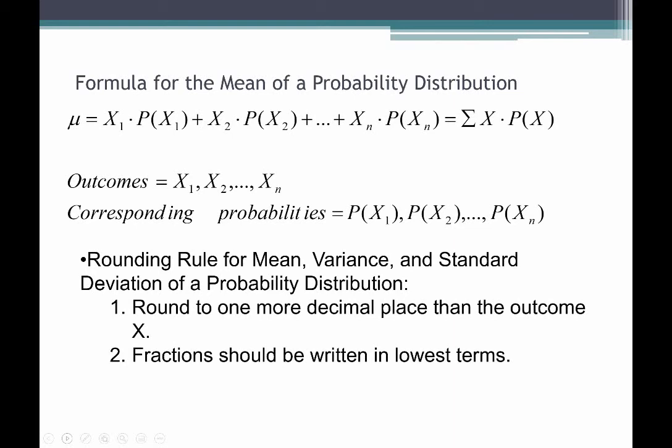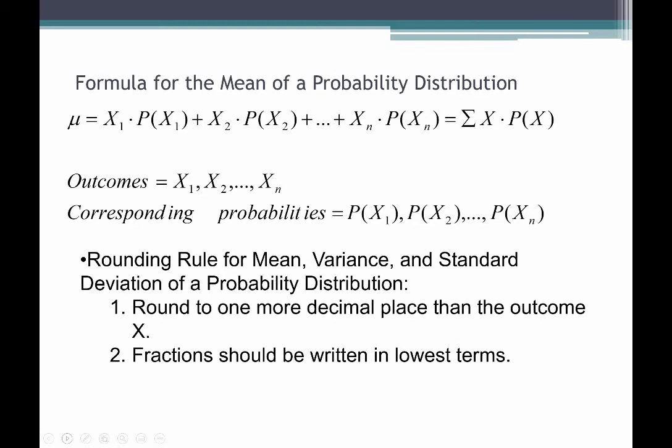And then if you do happen to have fractions, if your calculator is able to switch it back to a fraction, write them in lowest terms, or simplify if you like that word better than lowest terms. That's entirely up to you. So that is our rounding rule for those pieces.